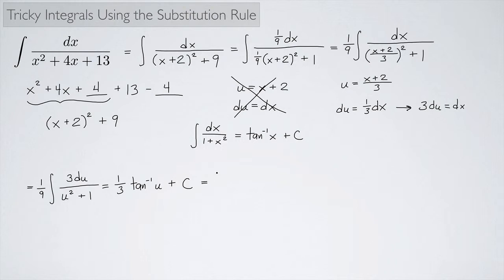And of course we want to rewrite this not with a u but with an x. So this is the inverse tangent of, and u was this thing, x plus 2 over 3. And that now has a constant added to it, and that's my answer.